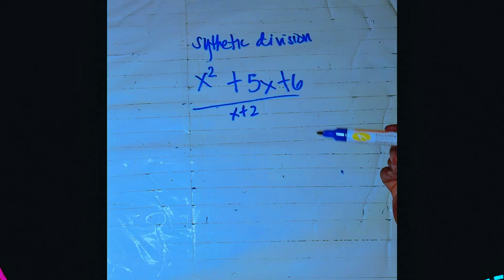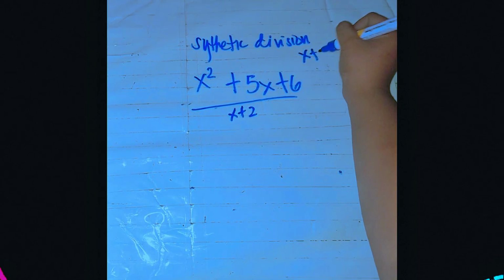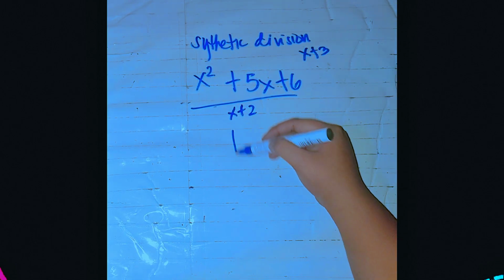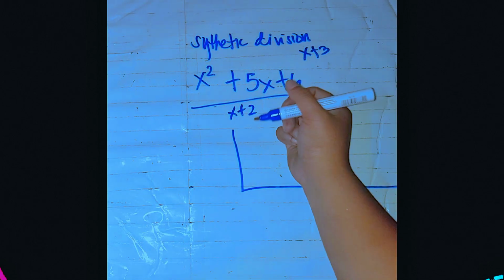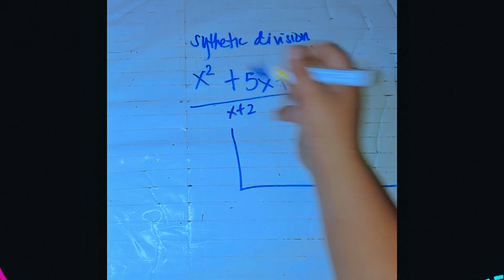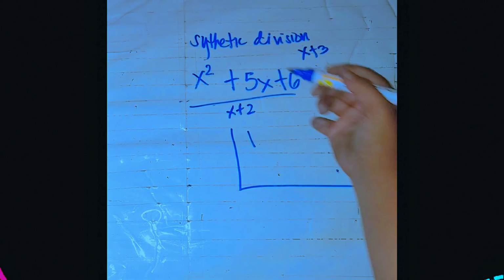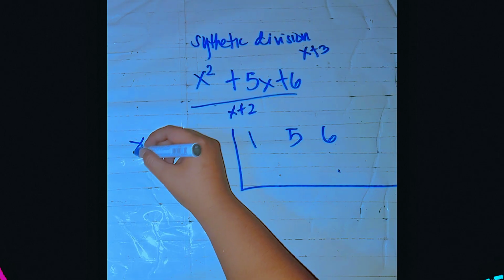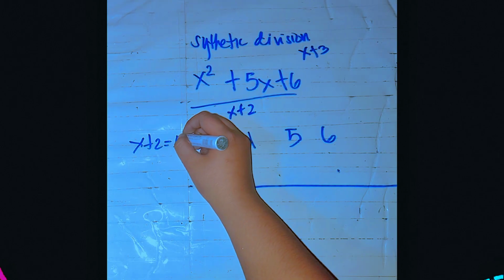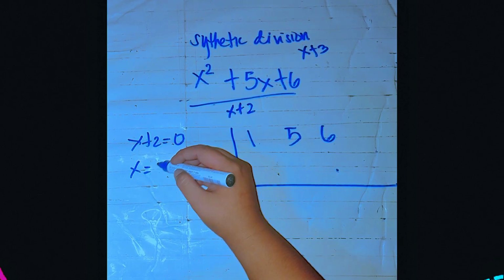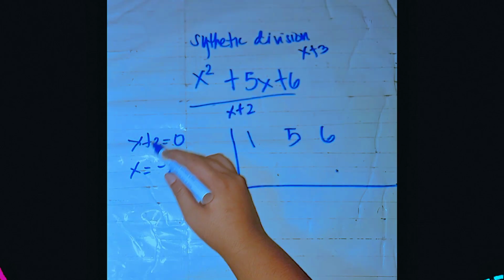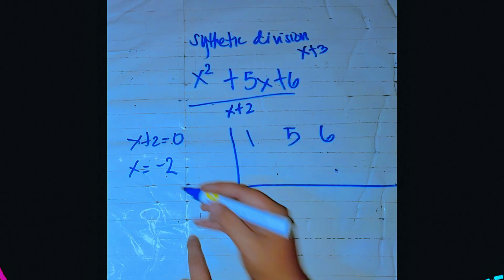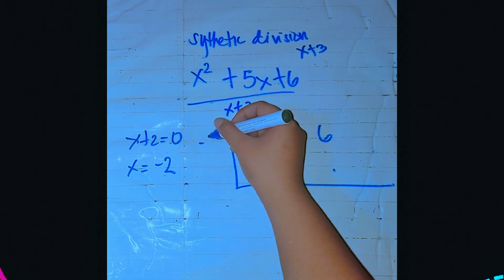Using the same equation from our last method to know if they will have the same answer, which is x plus 3. First thing we need to do is get the coefficient of each term of the numerator. x is equivalent to 1, then 5, and we'll have 6. x plus 2 is equal to 0. So, x is equal to negative 2 because it will be transposed to the other side. Then, we'll divide this equation by negative 2.